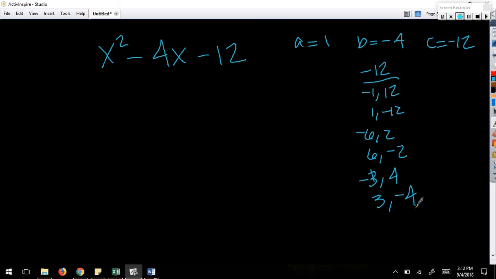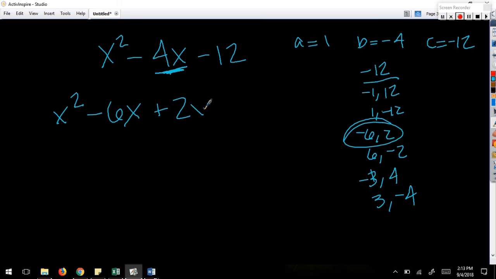Negative 6 and positive 2. Do y'all see that? You got to watch your signs. Negative 6 plus 2 is negative 4. Negative 6 times 2 is negative 12. So again, I'm going to rewrite this as negative 6x and positive 2x. If you keep your negative number first every time, it'll make your life a lot easier.